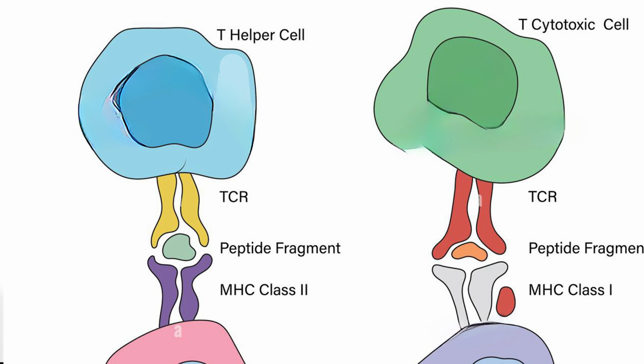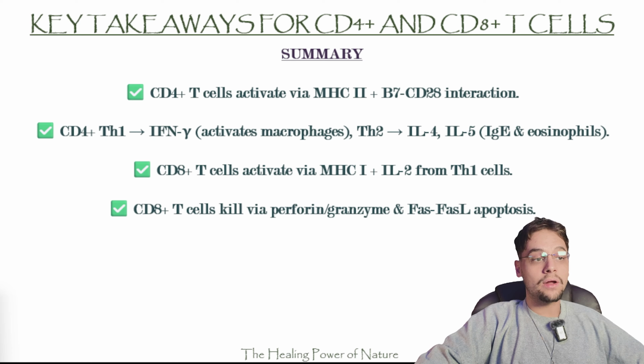Th2 cells stimulate B cells, IgE, and eosinophils to combat allergens and parasites. Th17 cells recruit neutrophils for autoimmune defense, and Treg cells suppress immune response, preventing autoimmunity, whereas CD8 positive cytotoxic T cells directly kill virus-infected and tumor cells using perforin enzymes and Fas ligand apoptosis. So how does this all fit together?